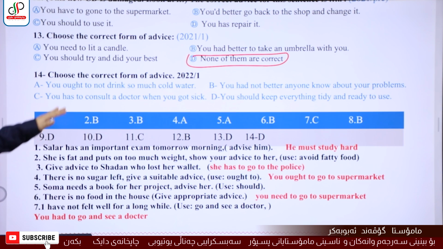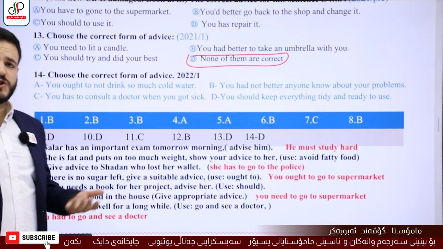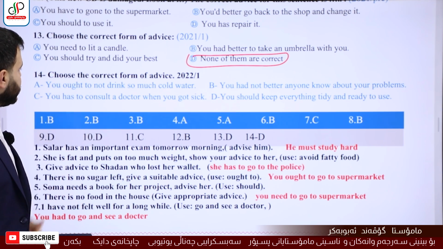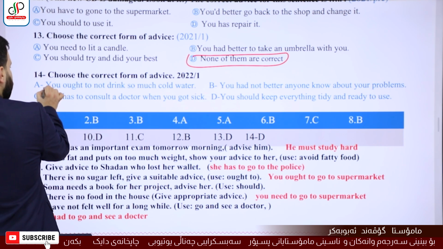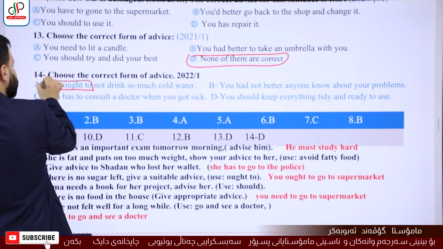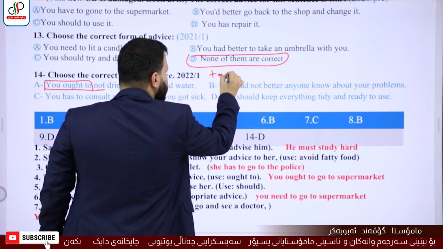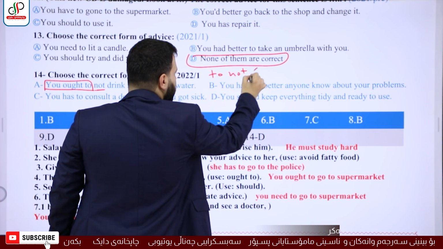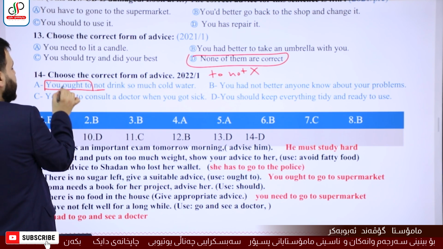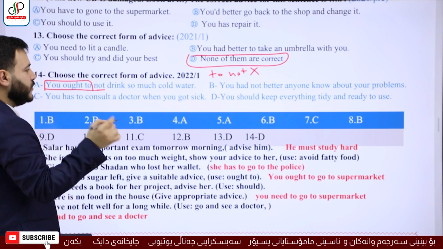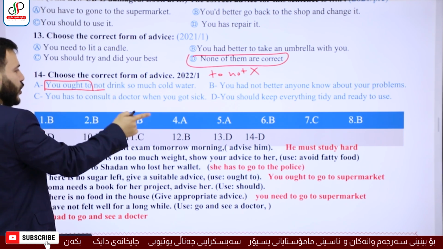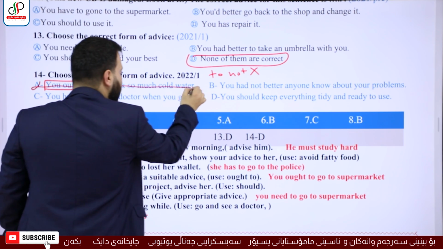Here, number 14, we have that question in 2022 in the first term. Here, let's see. This one, you ought to, is right until here, but guys, be careful. We don't use to plus not. Okay, it's wrong. We have to say you ought not to. Don't say you ought to not. That's why A is wrong.